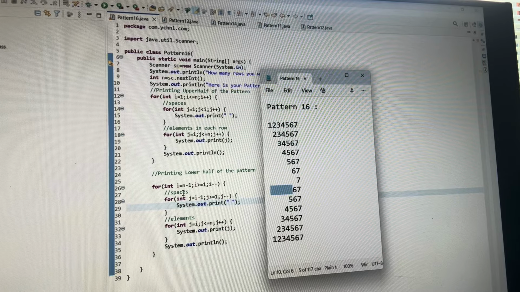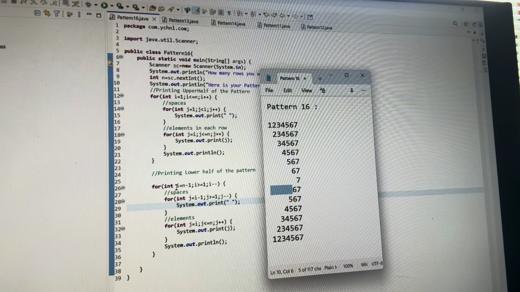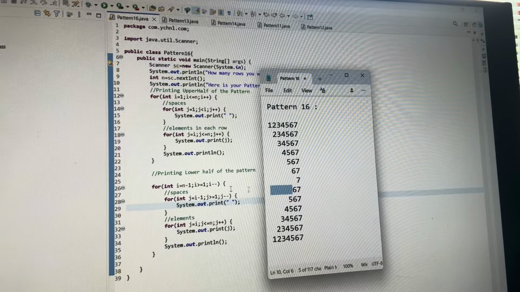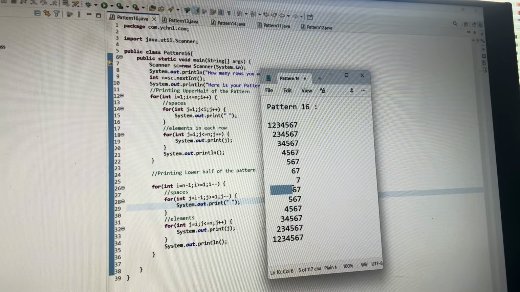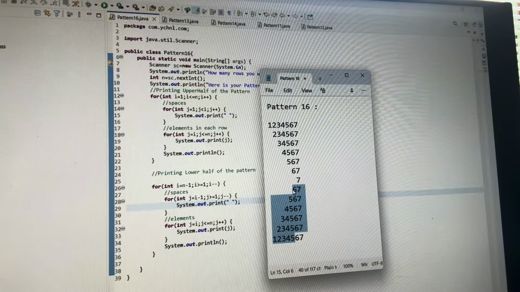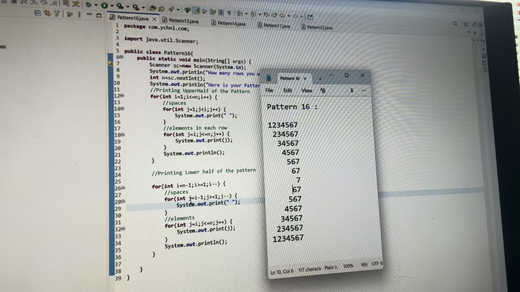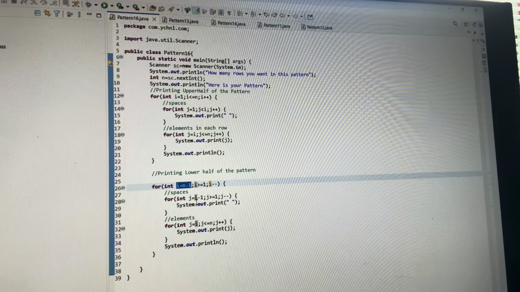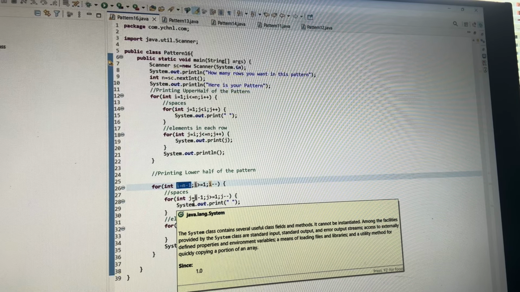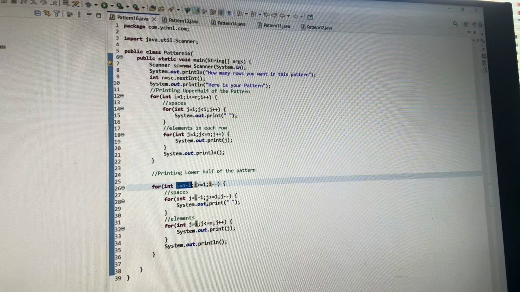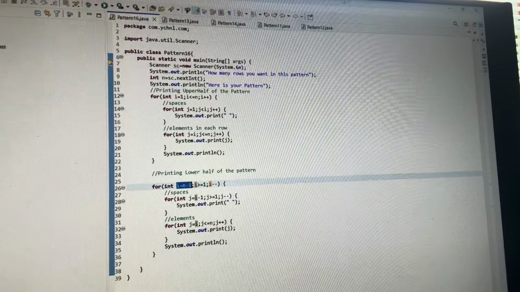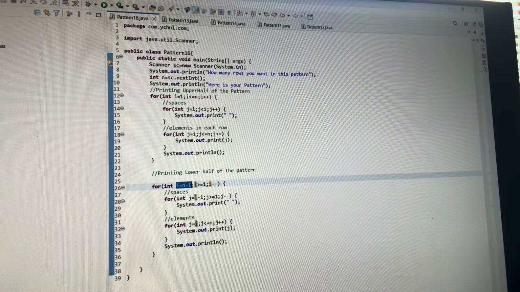Okay, so j should be starting from I minus 1, because whenever I equal to 6, I is starting from 6. Whenever I is 6, 5 spaces should be there. So j should be less than I value, right? That's why you have to take j is equal to I minus 1, j greater than or equal to 1, j minus 1.